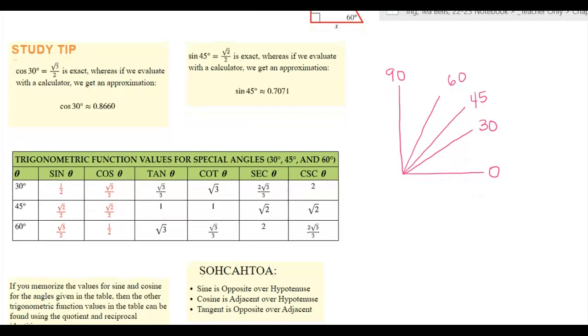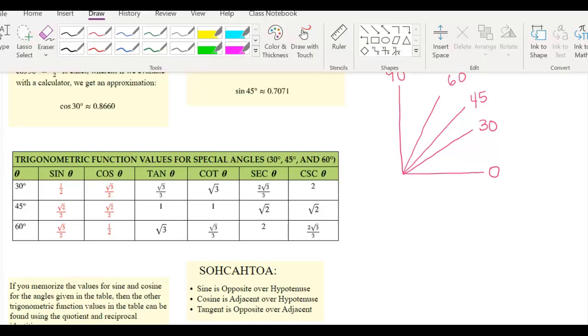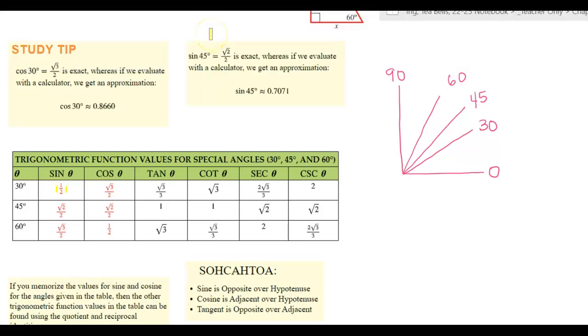Notice in this chart, we have not only sine, cosine, and tangent of the 30, 45, and 60-degree angles, we also have the cotangent, secant, and cosecant. Notice, for example, your sine values are right here, and then the cosine is the reciprocal of those. You will need to know these from memory, but for the time being, we're just going to use this chart.